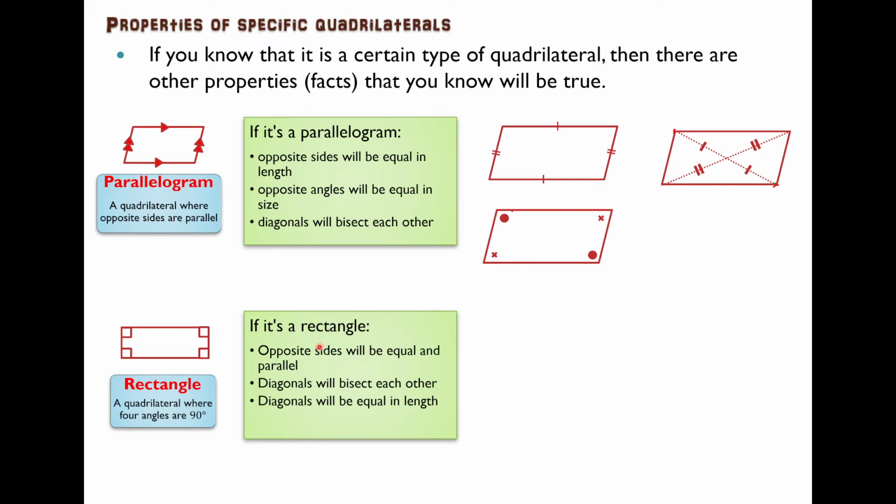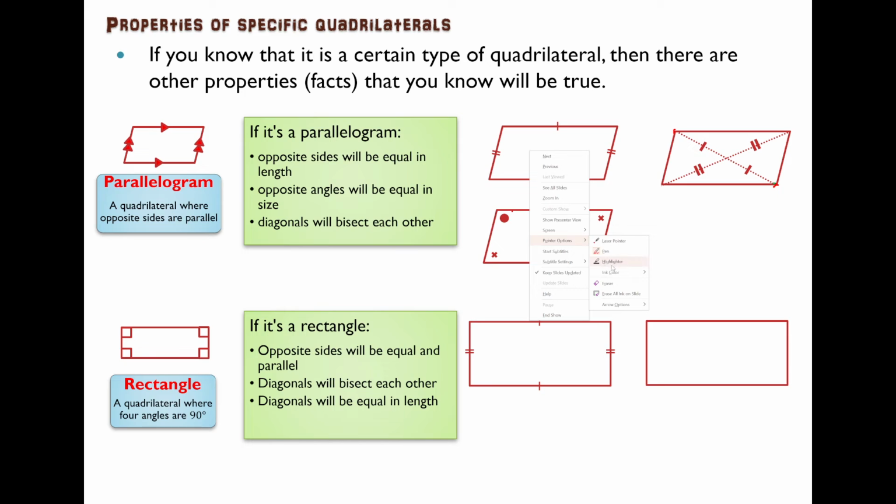We can do a similar thing for a rectangle as well. If we know that a shape is a rectangle, and this is the definition for a rectangle, then we can make these three statements. These three facts will be true for every rectangle. First, opposite sides will be equal and parallel. To show that in our diagram, the top will be equal to the bottom, the left will be equal to the right, and if I show the parallel part, I'm going to get a different color now, maybe back to red. So the opposite sides, the top and the bottom, they are parallel.